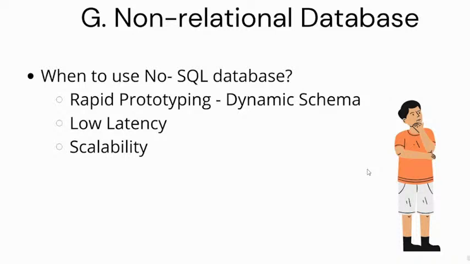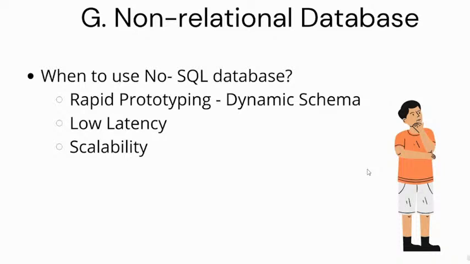The next criterion is, let's say you're looking for a database that has low latency, you will go with a non-relational database. Last but not the least, if you want to scale your database to support millions of users, please go with a non-relational database. Note that even relational databases can be scaled. It's just that the operation to scale a relational database is relatively complex compared to a non-relational database.